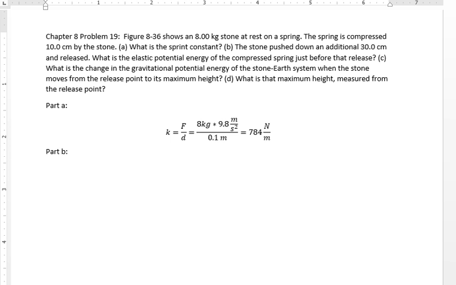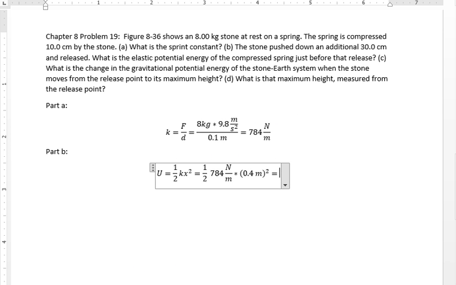Part B. The stone is pushed down an additional 30 centimeters and released. What is the elastic potential energy of the compressed spring just before that release? Okay, so you've got to remember that the elastic potential energy of a compressed spring is 1/2 kx squared. Right? So we have 1/2 of 784 newtons per meter times x squared. X, however, is not 30 centimeters. We've already taken it down 10 centimeters when we compressed it, then the other 30. So this is 0.4 meters squared.